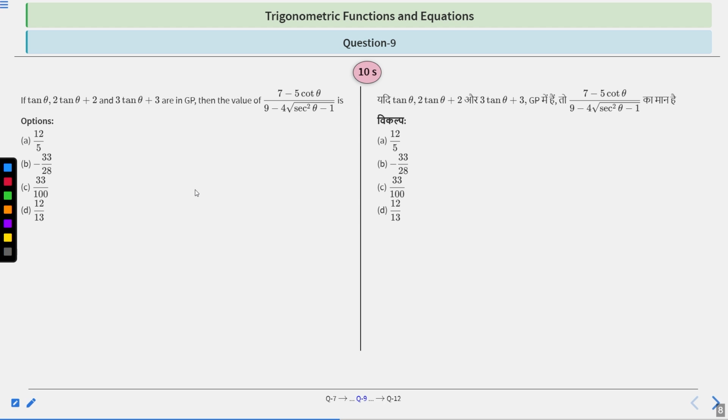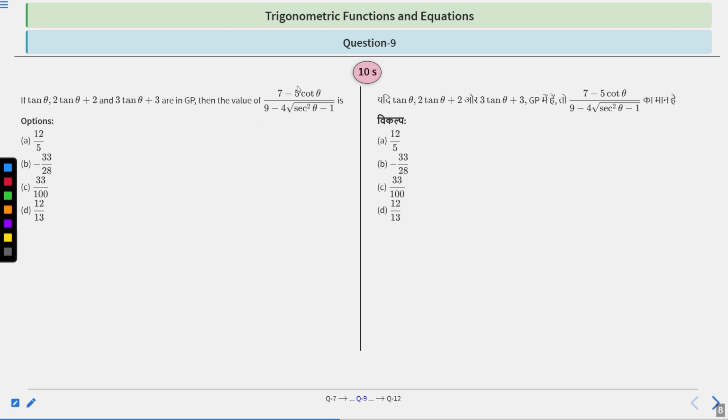So the hint of this question is, first we will write the condition of the GP. If 3 numbers A, B, C are in GP, then B square is equal to AC. We know that, right? So you will try to apply that condition, and after applying it, you will be able to get the value of tan theta. And after putting the value of tan theta, you will get the answer, right?